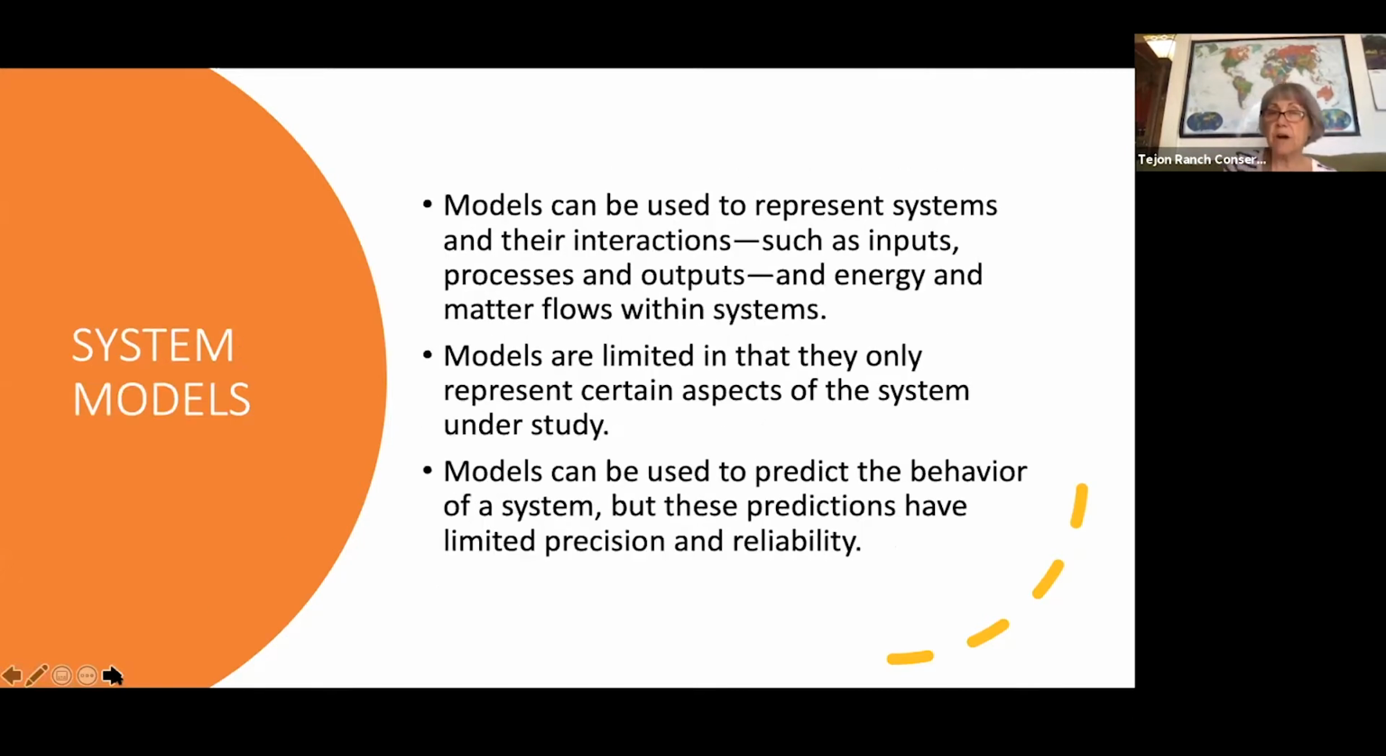Now, models, system models, can be used to represent those systems and their interactions, such as inputs, the processes and the outputs, that's cause and effect, the energy and matter flow within a system. Models are limited, however, and can only represent certain aspects of the system that you're studying. And because of that, they can be used to predict an outcome, but sometimes the limitations to what a system model can do may affect the accuracy of that outcome.